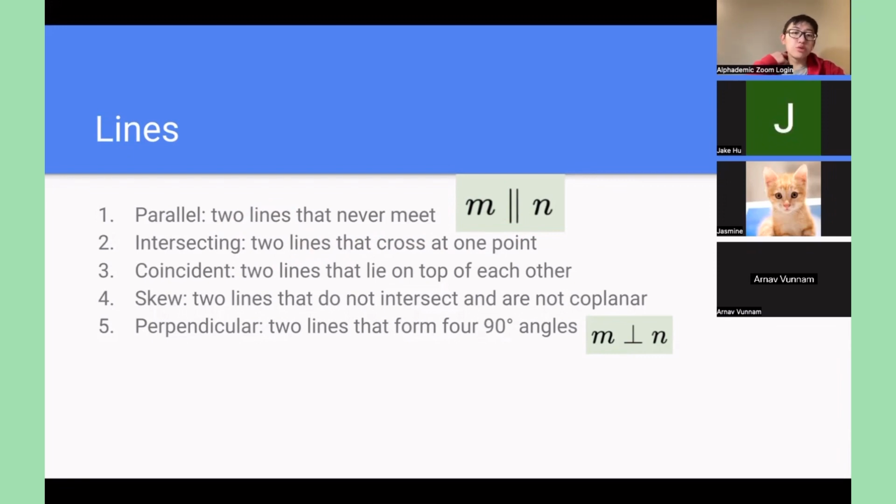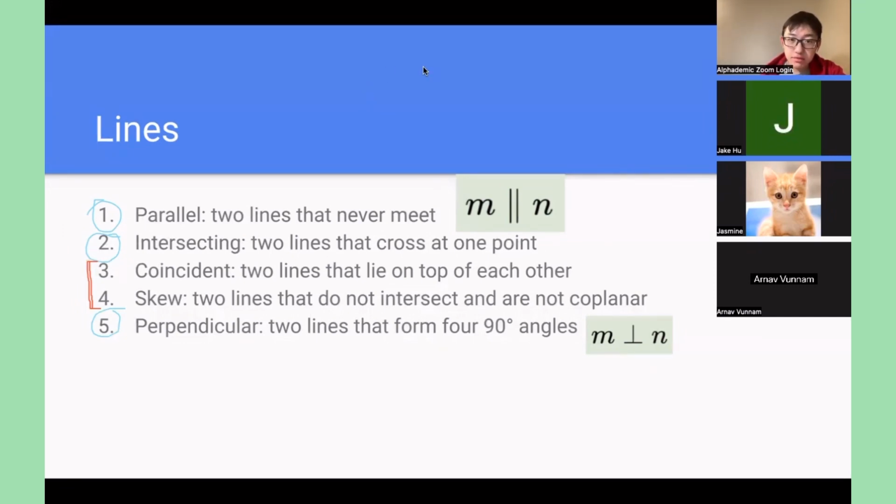And then perpendicular, two lines that form 90-degree angles, and you would write it as M, this upside down T, N. But really, the two main ones you should focus on are the parallel lines, the intersecting lines, and the perpendicular lines, because these are the three main ones we're going to be working with. The coincident and the skew are just to know as background information. These aren't super vital when dealing with geometric proofs, and you won't really come across them.